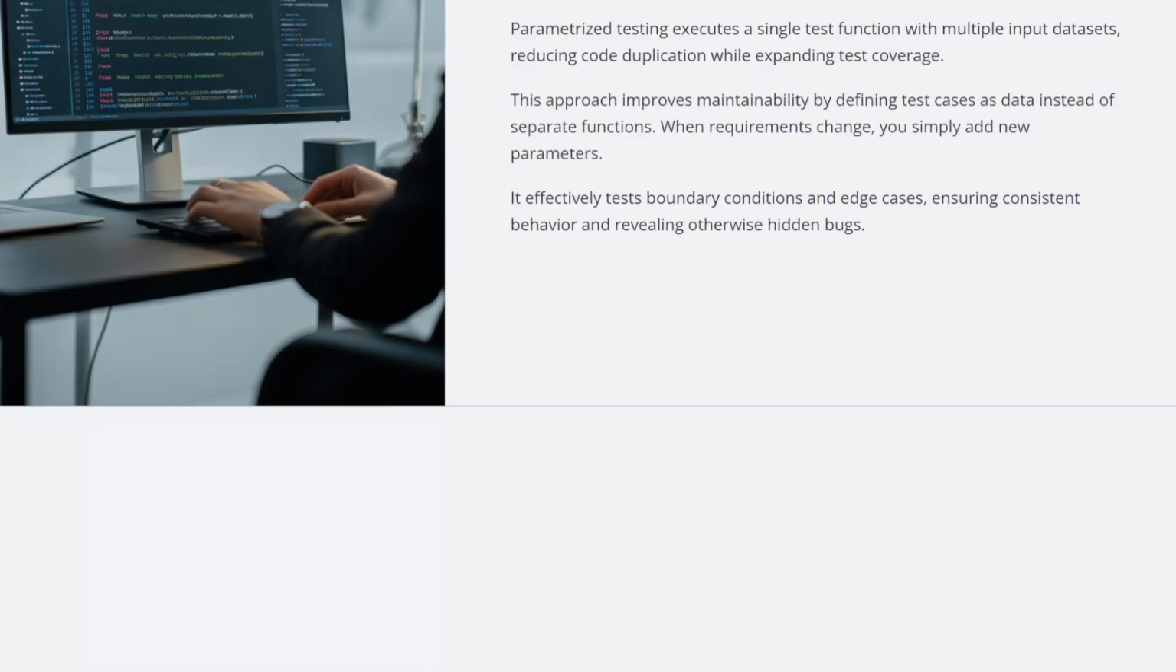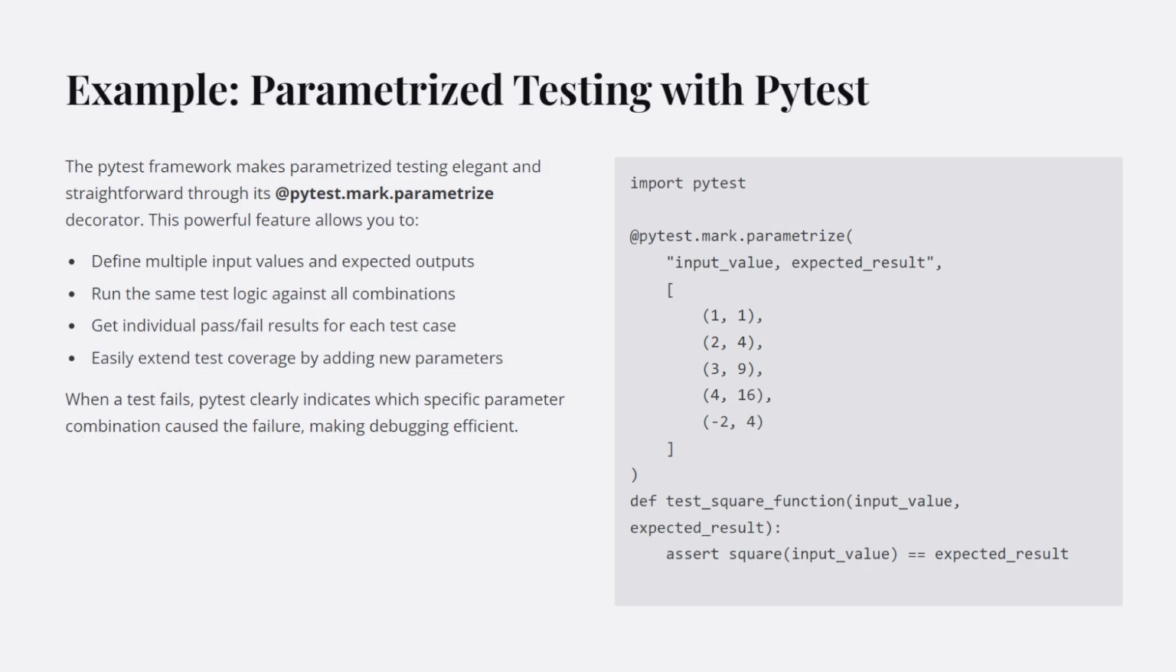So we'll look next at an example of parameterized testing with pytest. The pytest framework makes parameterized testing elegant and straightforward through pytest.mark.parametrize, the decorator. This powerful feature allows you to define multiple input values and expected outputs, run the same test logic against all combinations, get individual pass or fail results for each test case, and easily extend test coverage by adding new parameters.